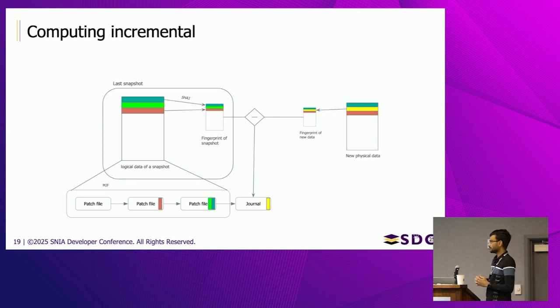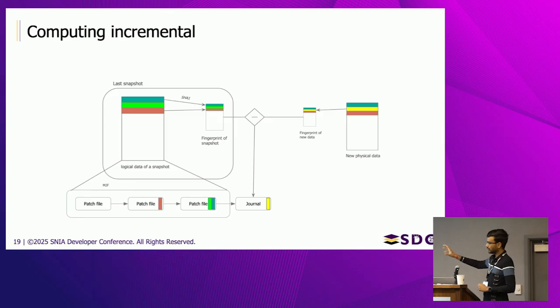So let's see how we can use this fingerprint and patch file to compute an incremental diff very easily. Let's say on the right side you have the new physical data of which you want to take a snapshot. On the left side you already have a patch file chain. If you mount a virtual MJF over this patch file chain, you would be able to view the full logical view of the snapshot. And as I already mentioned, we have a fingerprint file with each snapshot. So we already have the fingerprint, which contains SHA-1 checksums in 64 kilobyte chunks for the last snapshot.